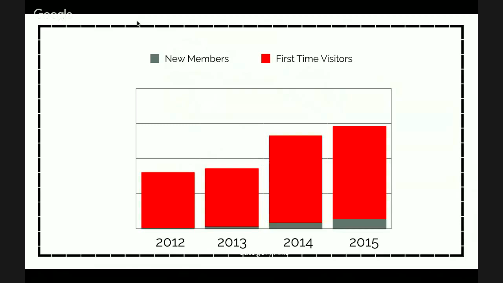Then in 2013, it got a little bit better. In 2013, we had about 1,300 first-time visitors, and somewhere about 35 to 40 of them became members. Then we made some real significant changes. And in 2014, we had about 1,700 first-time visitors. But out of that 1,700, we actually started to connect. About 80 or 90 of those visitors became members.